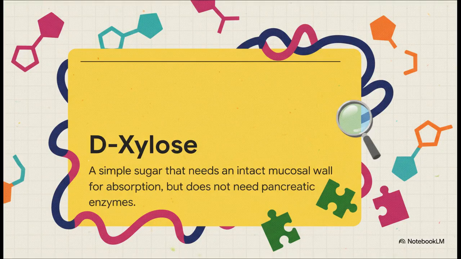Okay, so to really get this, you have to understand what D-Xylose actually is. It's just a simple sugar, a monosaccharide. But here's its superpower, and this is the whole game. To get absorbed, all it needs is an intact mucosal wall. It completely, and I mean completely, bypasses any need for pancreatic enzymes. This little fact is the key that unlocks the entire diagnostic puzzle.